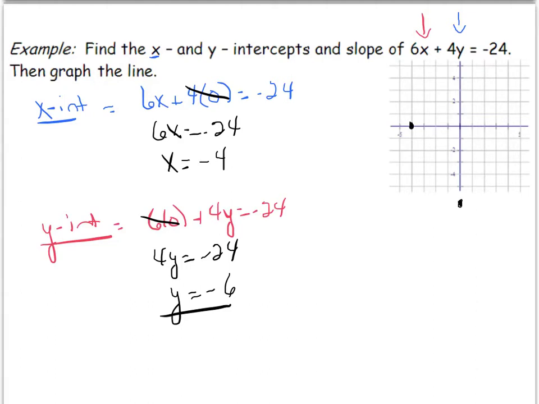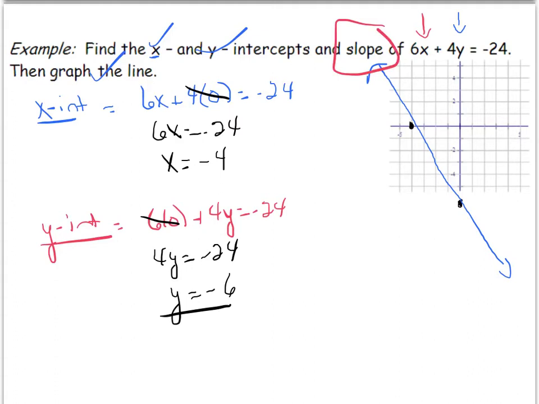How many points determine a line? 2 points determine a line. So let's draw our line through. There it is. So we have found the x-intercept, the y-intercept. We've graphed it. The only thing that we have left to do is go ahead and find our slope.